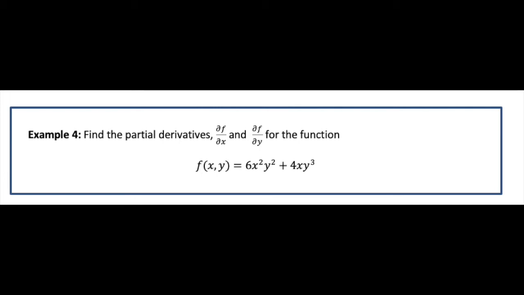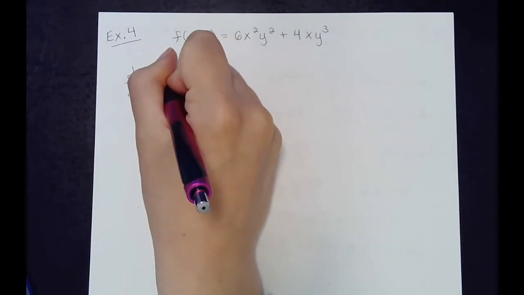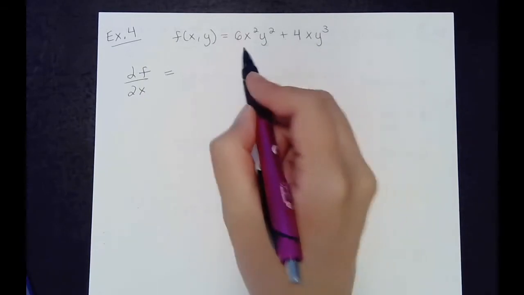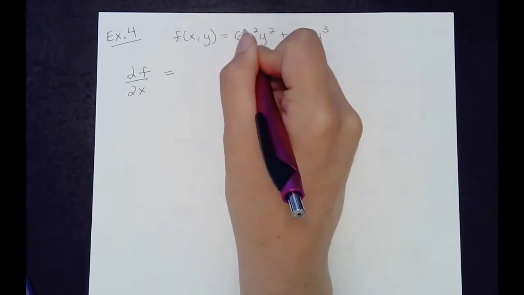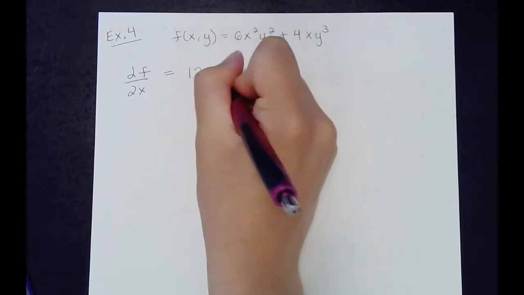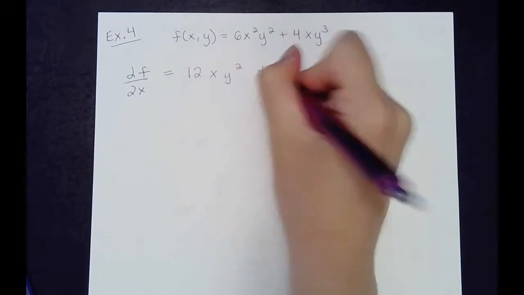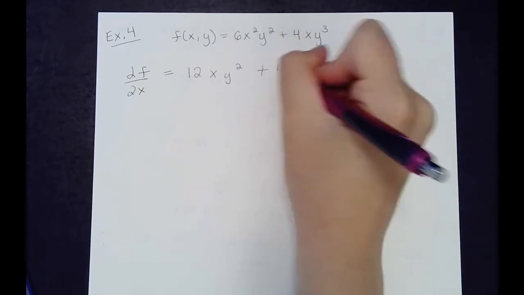Okay, to start we'll find the partial derivative with respect to x. So I'm going to take y to be a constant, so we'll just look at x. The derivative of x squared, we'll multiply that 2 in front and drop the exponent down. So that's 12x. The y squared is unchanged. Plus, here the derivative of x is 1, so we have 4y cubed.